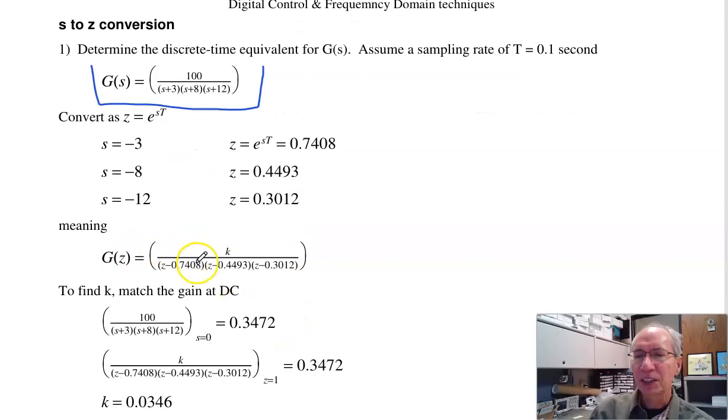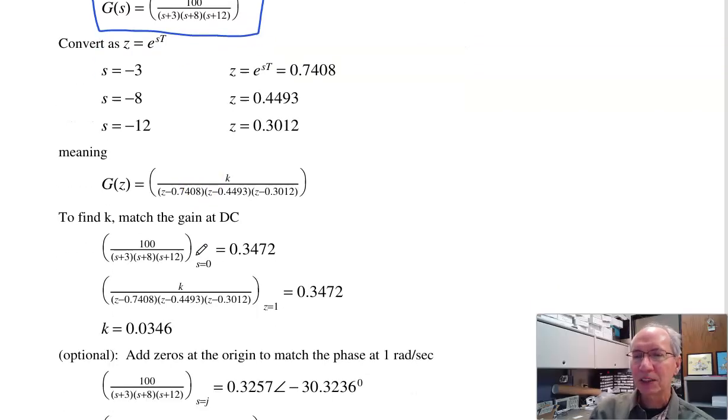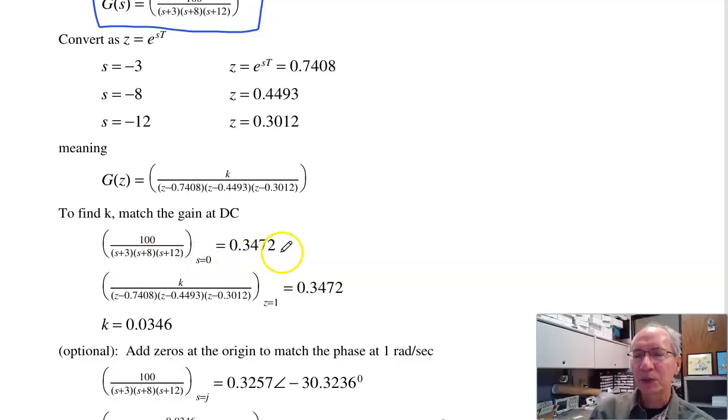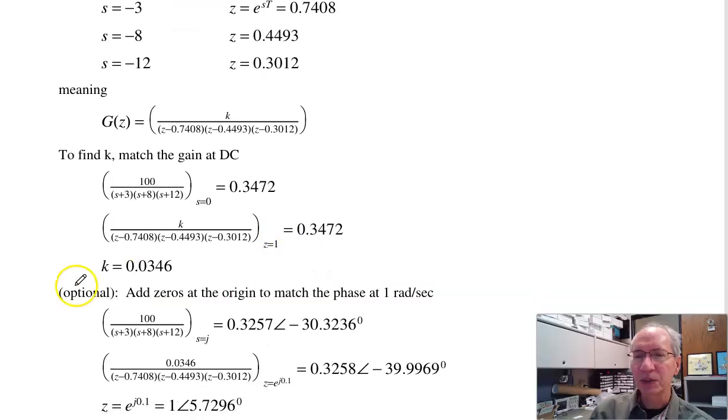There's the form of K(z), or G(z). To find K, match the gain somewhere, typically DC. At DC, the gain should be 0.3472. Pick K to make the gain also 0.3472, and there's K. Optionally, no points off if you didn't do this, if you want to match the phase shift, add some zeros at z equals 0 to match the phase.